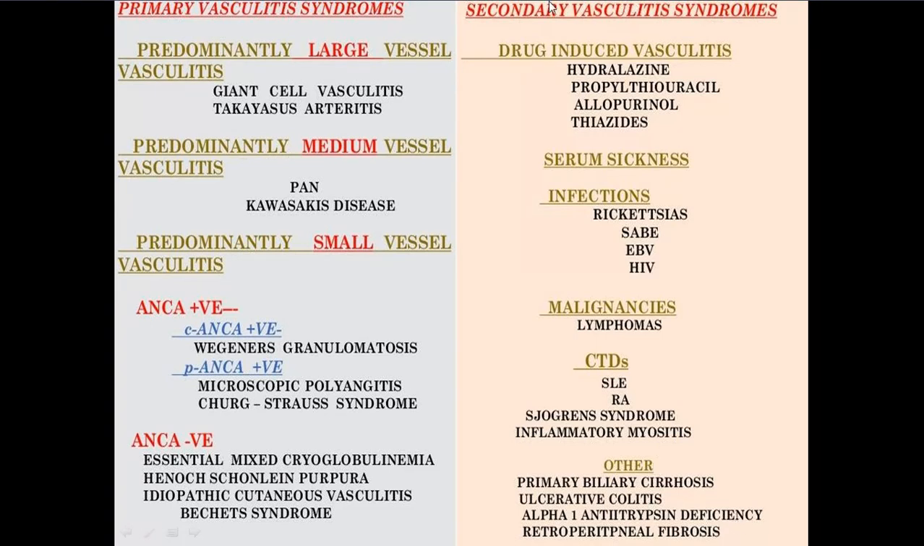The important thing to remember is that predominantly large vessel vasculitis is giant cell arteritis and Takayasu arteritis. Medium vessel vasculitis is polyarteritis nodosa and Kawasaki disease, and then predominantly small vessel vasculitis. Large vessel and medium vessel have two each, whereas the remaining all fall into small vessel vasculitis. In that, C-ANCA positive is Wegener's, whereas P-ANCA positive is microscopic polyangiitis and Churg-Strauss syndrome.